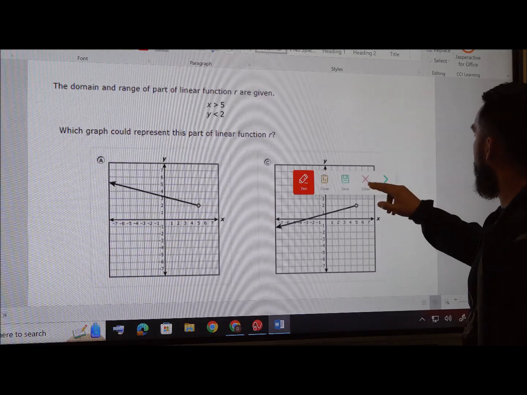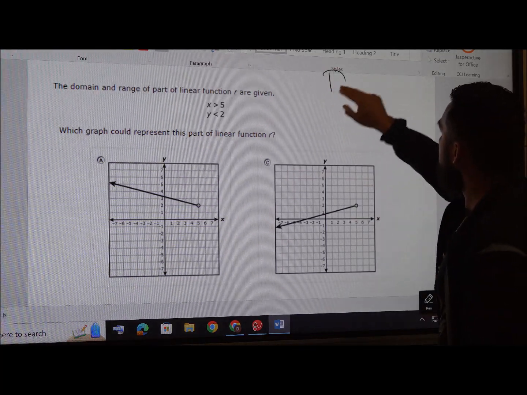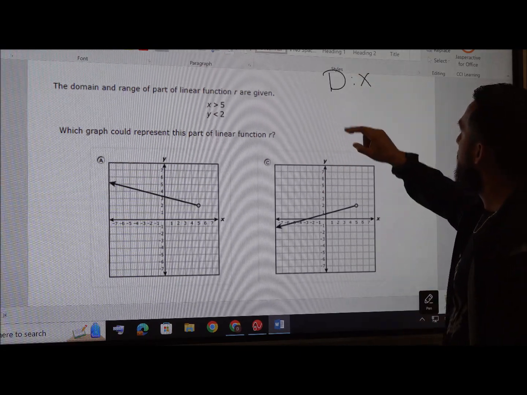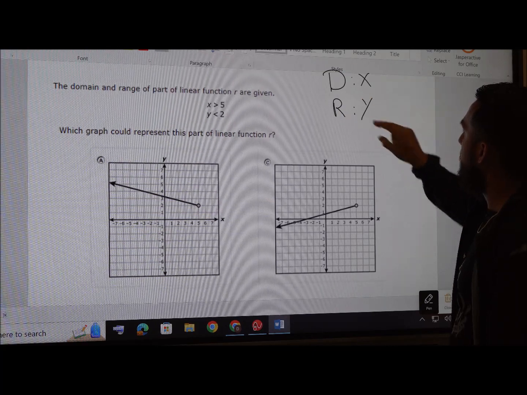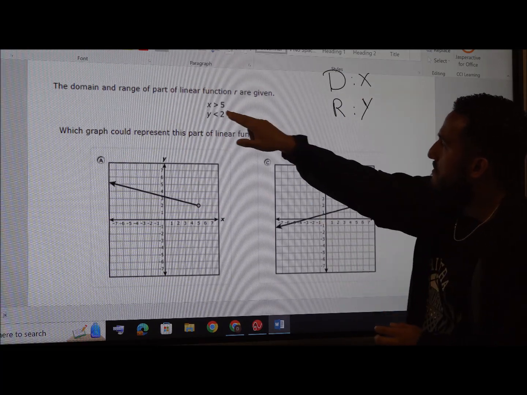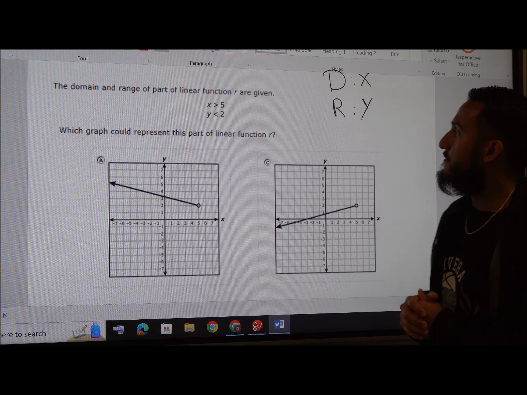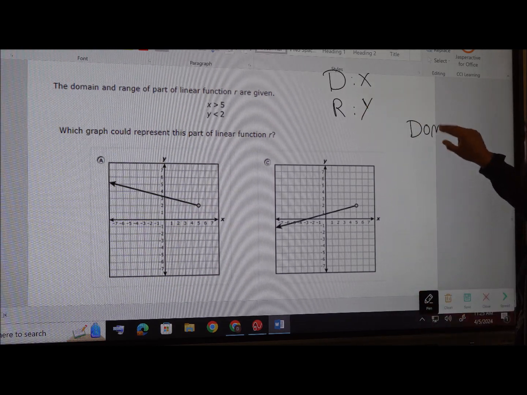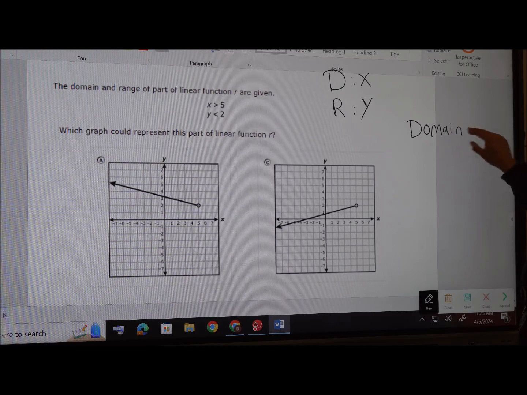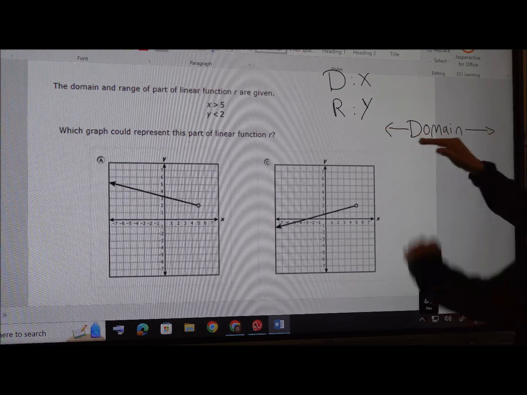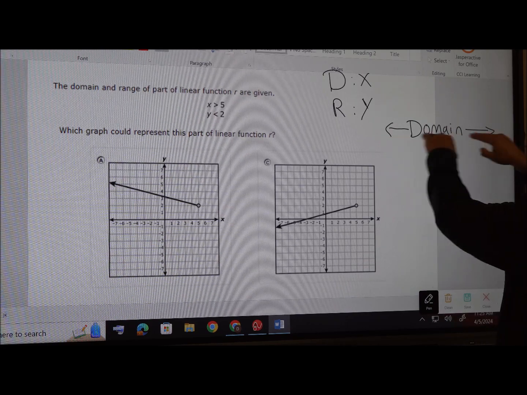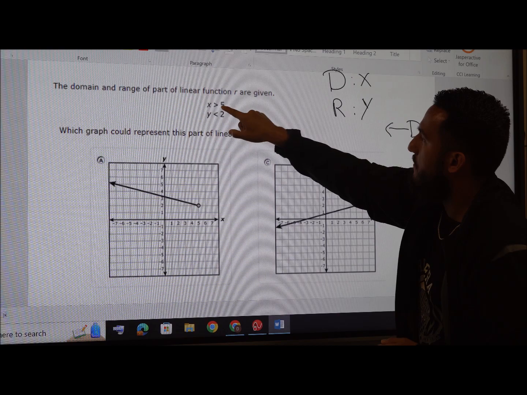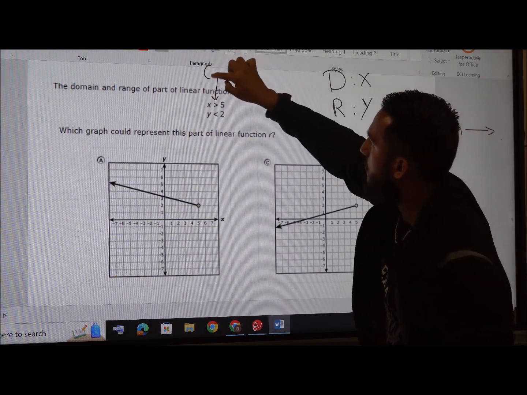And if you remember, I'm going to abbreviate domain with the D. So domain is going to be the x. The range is going to be the y. Now, they're telling you that the x is greater than 5. So if you remember that the domain goes like this. The domain is the x-axis, guys. Remember, the domain is going left and right. And they're telling you that x is greater than 5. Remember, this symbol right here means greater.